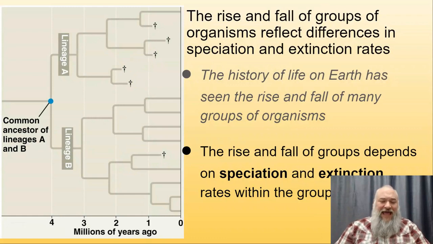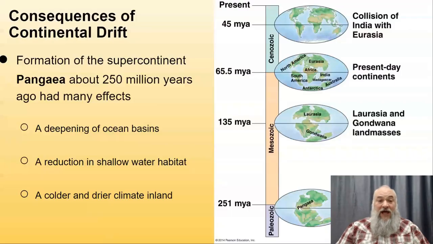So let's take a look. We're going to look specifically at extinction in this section. One of the big drivers of extinction can be continental drift. You guys are probably familiar with Pangea, that giant supercontinent that was around about 250 million years ago. It had a lot of effects. It got rid of a lot of the shallow seas that were between the continents. So that reduced shallow water habitat and increased deep water habitat.